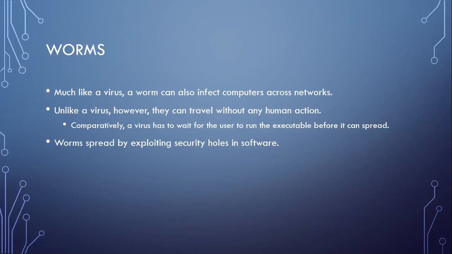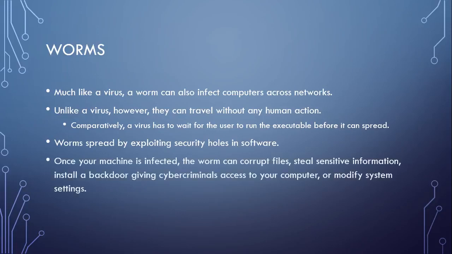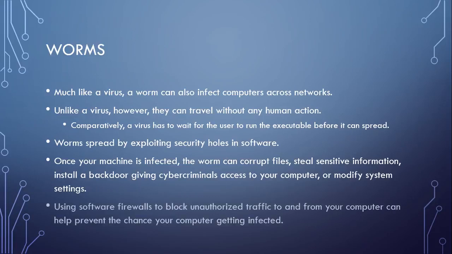All right, so this goes back to the whole software bug issue. Worms love software bugs because they can exploit them. And if it's a very common piece of software, let's say one of the most infamous ones, Adobe Flash, they can spread like wildfire across it. Now, once your machine is infected, the worm can corrupt files, it can steal sensitive information, it can even install a backdoor, giving cyber criminals access to your computer, or even modify system settings. So worms can do a lot of damage pretty quickly.